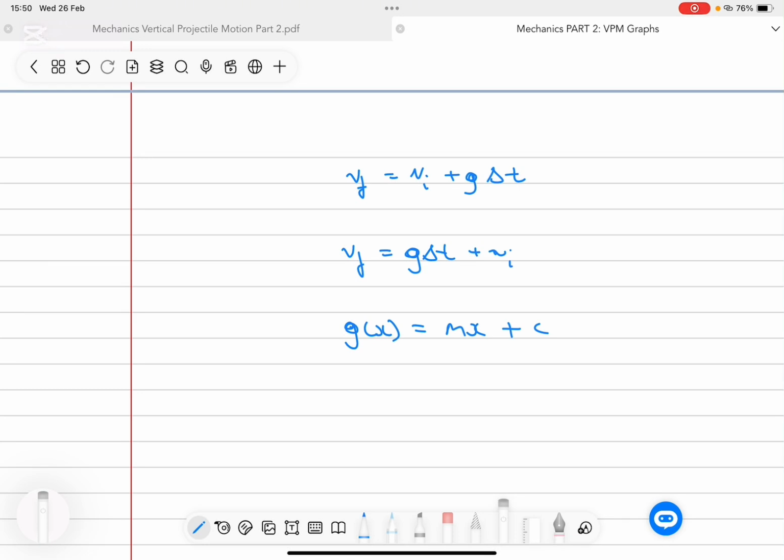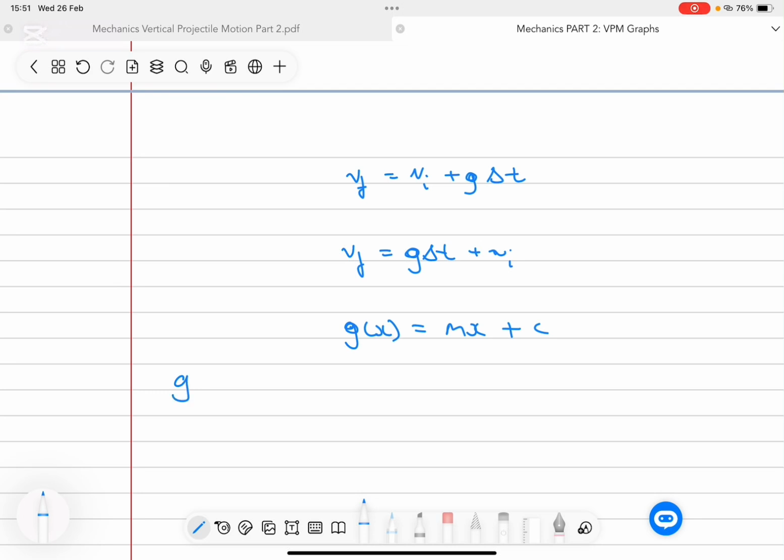What we are observing here is that this equation is actually a linear equation. It's a straight line equation. This equation of motion here is a straight line equation, and that already makes us conclude that when we draw our velocity versus time graphs, it has to be a straight line graph because it is defined by a linear function.